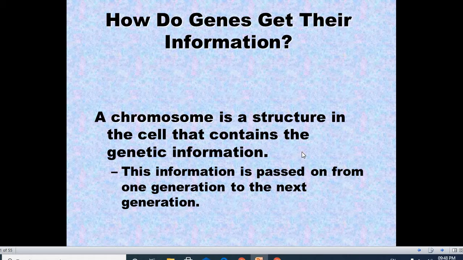After that, see how genes get their information. A chromosome is a structure in the cell that contains the genetic information, in the form of DNA, the genetic material. I think now you can understand the chromosome structure. The genetic information is contained in DNA. This information is passed from one generation to the next generation.